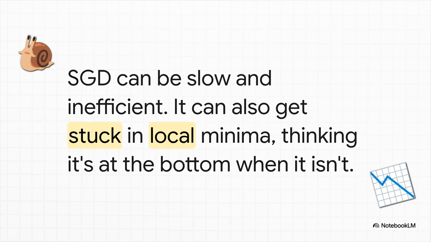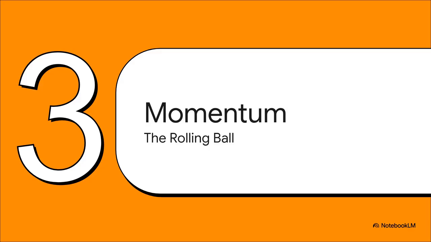Its path can be really jagged and inefficient, and because it's only looking at its immediate surroundings, it can get fooled. It can get stuck on these little bumps, thinking it's at the bottom, when it's actually just in a small ditch, what we call a local minimum. So how do we fix that? How do we stop it from getting stuck? Well, we give our hiker a boost.